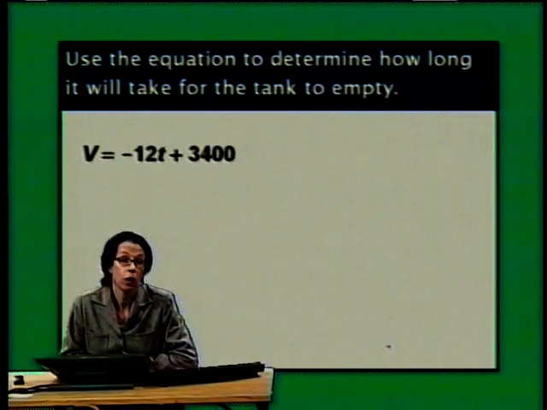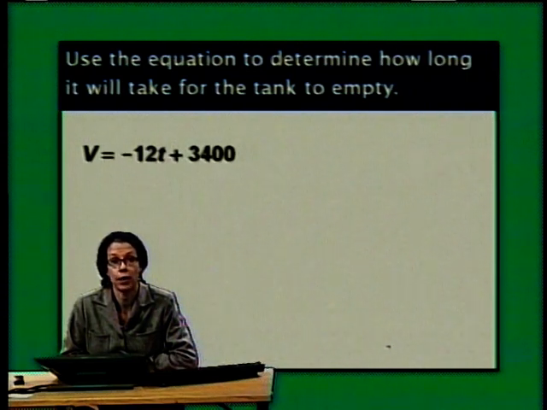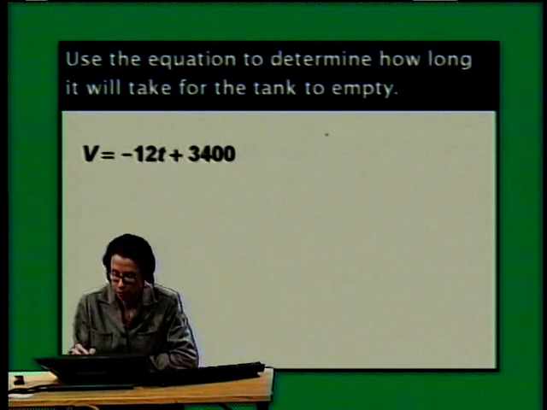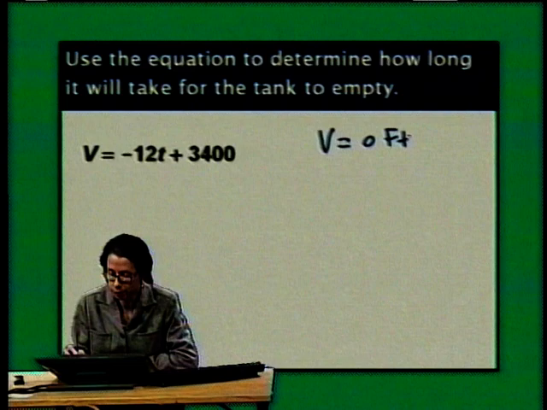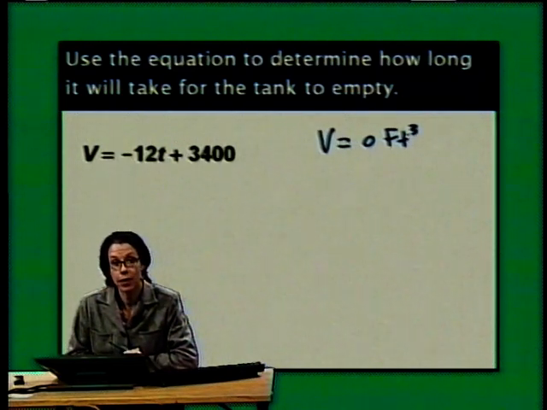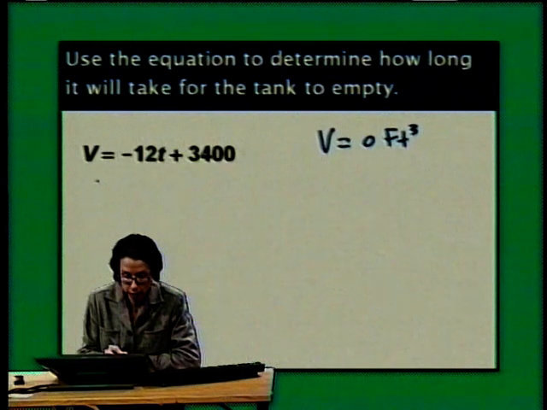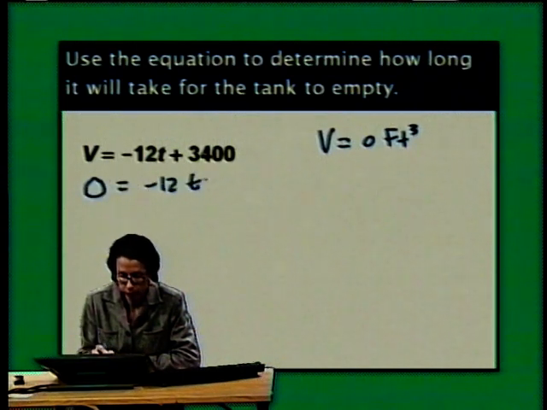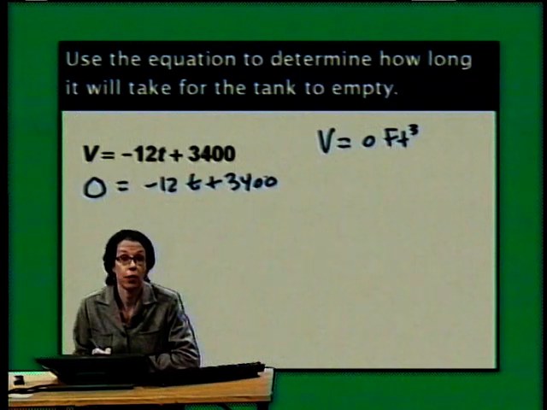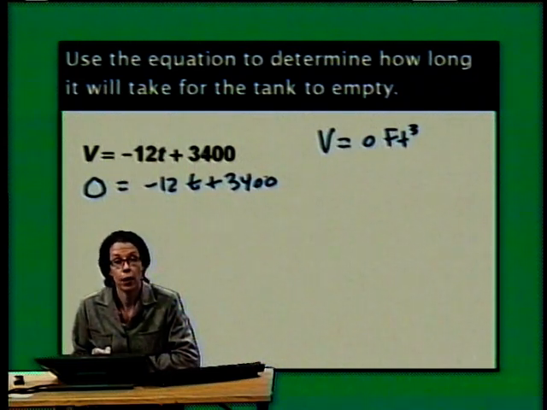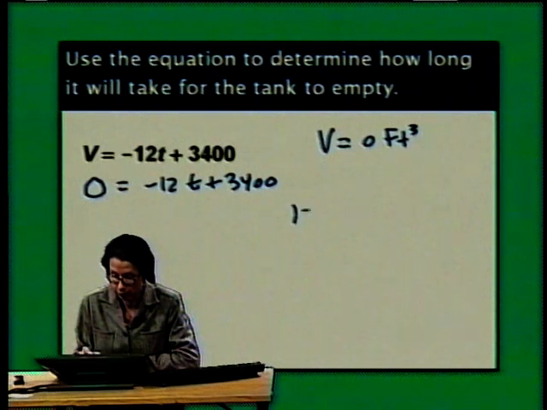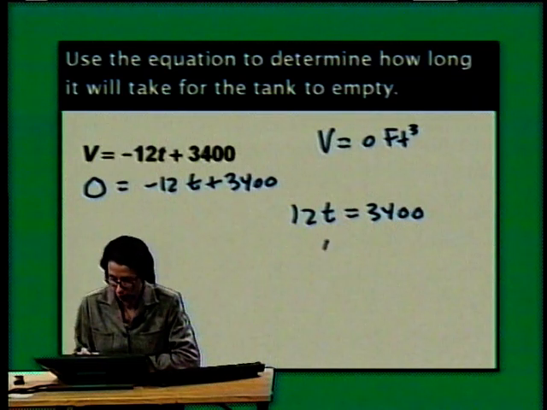So now we can use our model to answer some questions. For example, we should be able to use this equation to determine how long it will take for the tank to empty. Well, when the tank is empty, the volume should be 0 cubic feet. So I'm just going to replace v with 0 in my equation. To answer the question when, I'll solve for t. So I can add 12t to both sides of the equation, and then divide both sides of the equation by 12 to determine the time.